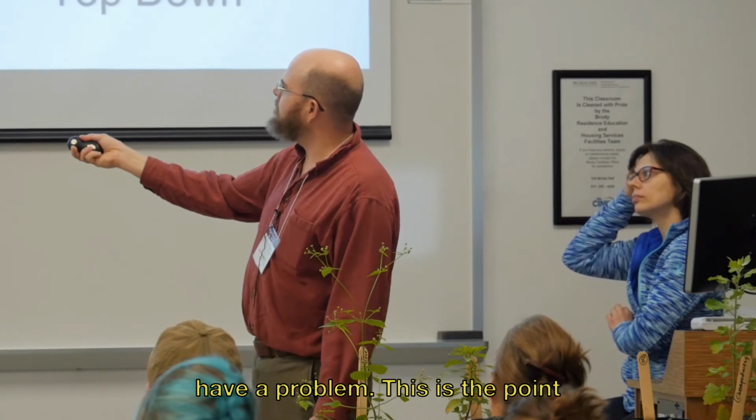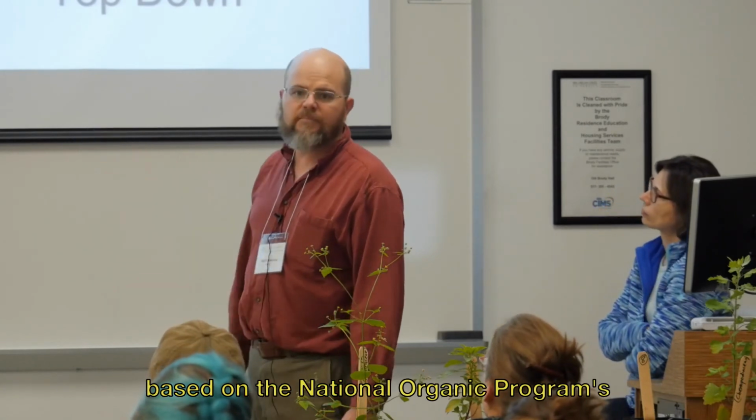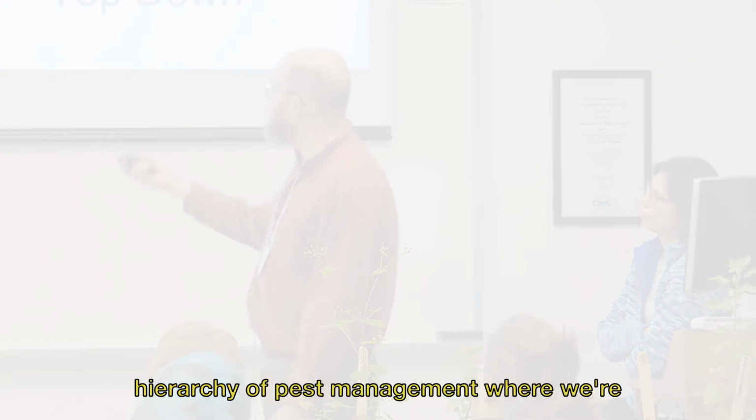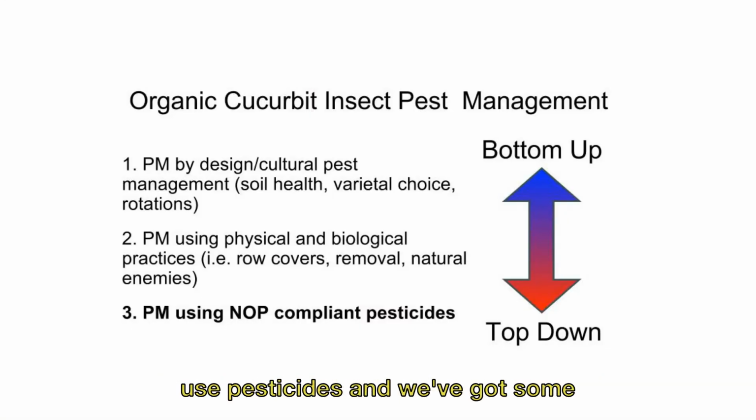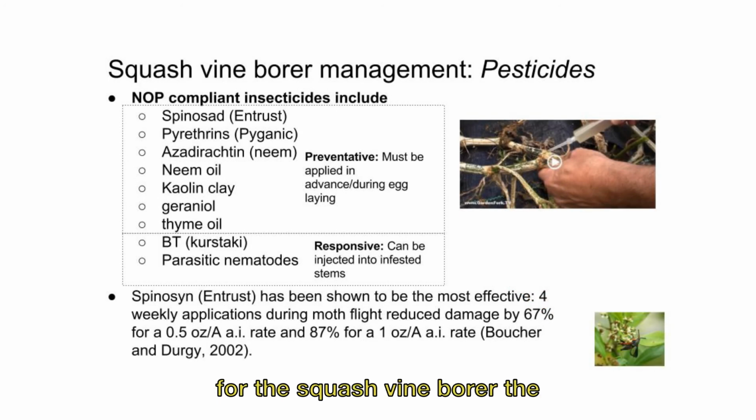This is the point based on the National Organic Program's hierarchy of pest management, where we're supposed to say, okay, we can use pesticides. And we've got some options, but they're fairly limited. So for the squash vine borer, the pesticides that we have available can be put into two categories.